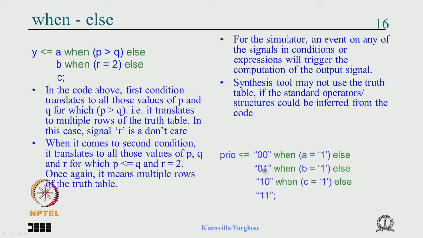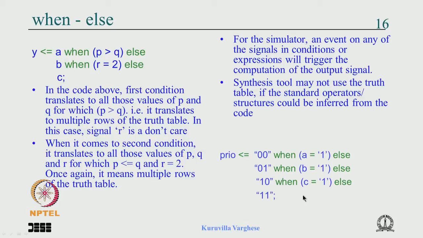So the coding is that the priority output is 0-0 when A is equal to 1. Else, that means A is not 1, A is 0, and B is 1, then the output is 0-1. And when it comes here, A is 0, B is 0 and C is 1, then the output is 1-0. And when none of these is 1, or A is 0, B is 0, C is 0, then the priority output is 1-1. So this shows a very simple example of using the when else.